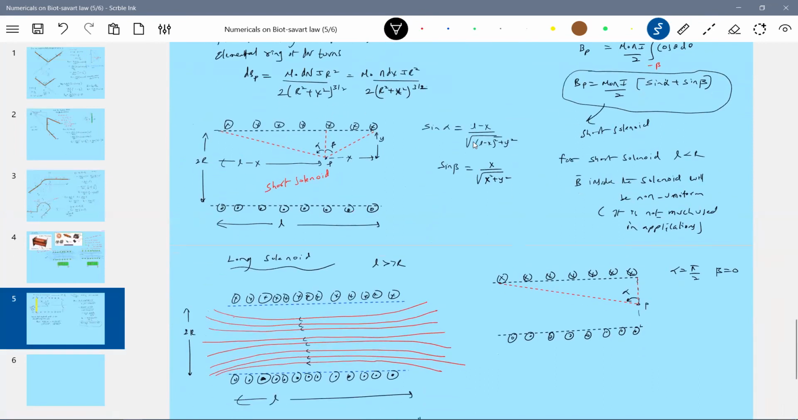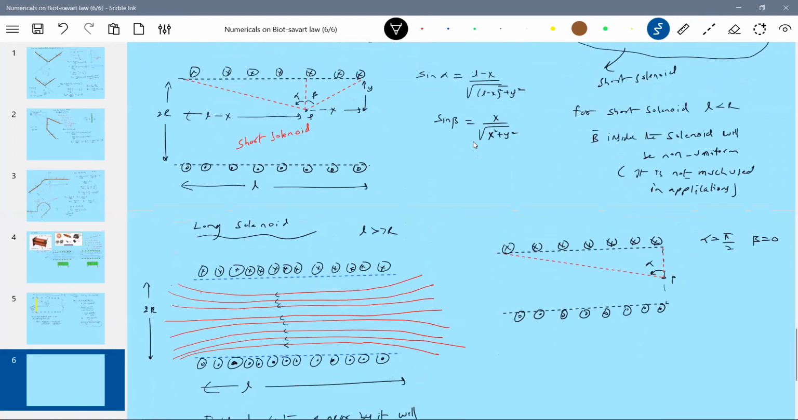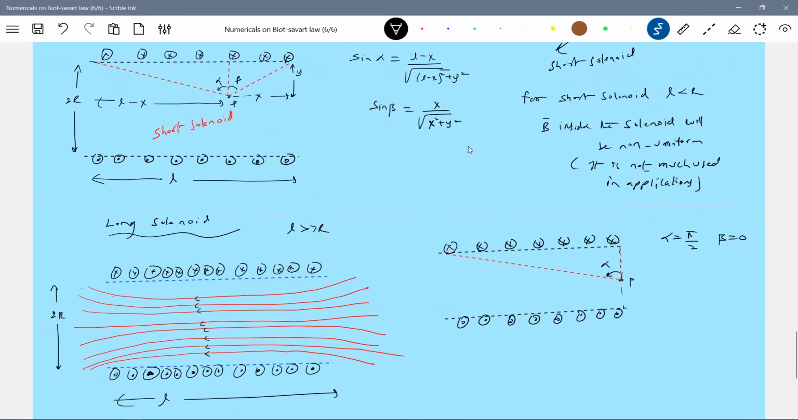Alpha, beta. I want everyone to look at this diagram. At any point we define alpha and beta. So beta will become 0, and this will be alpha. And we have put L very much greater than R. So what do you expect alpha to be? Alpha will tend to 90 degrees. Then the formula will become B_P equal to mu naught N i by 2.